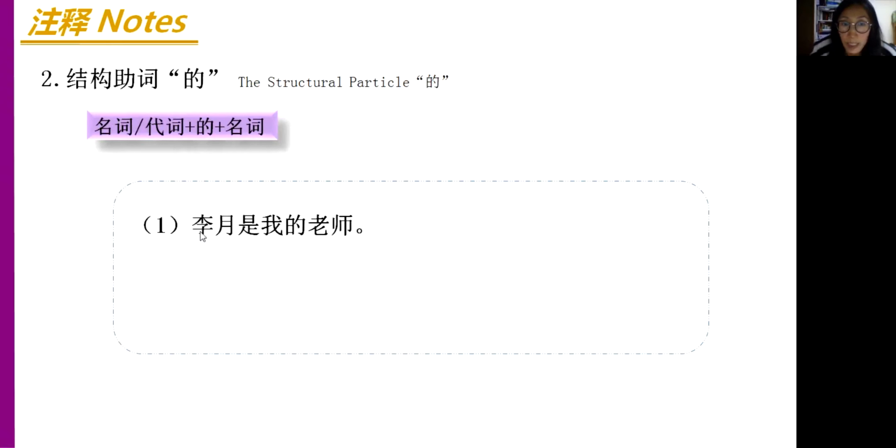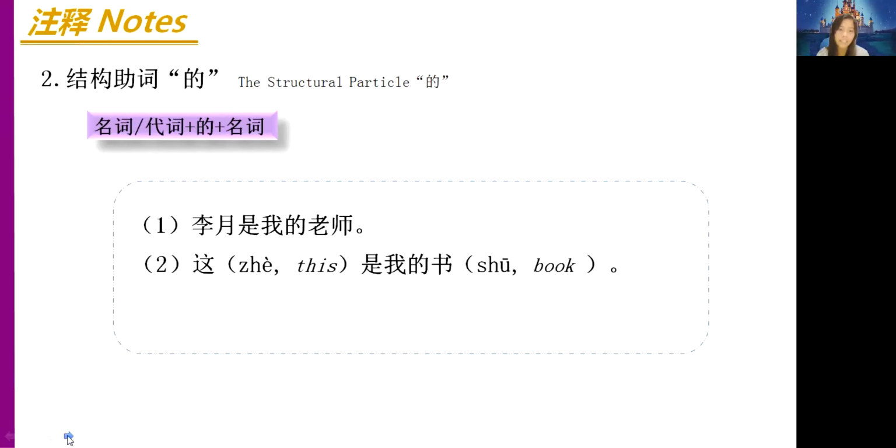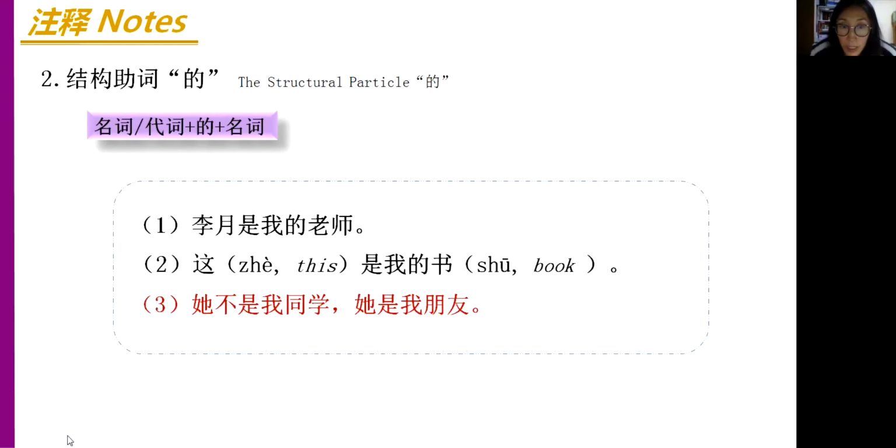李约是我的老师. Li Yue is my teacher. 这, this. 这是我的书. This is my book. 他不是我的 what's that? 我的同学? Is it supposed to be 同学? 同学, yeah. 他不是我同学。他是我朋友。Sometimes we can say 我的同学, or sometimes we can also say 我同学.